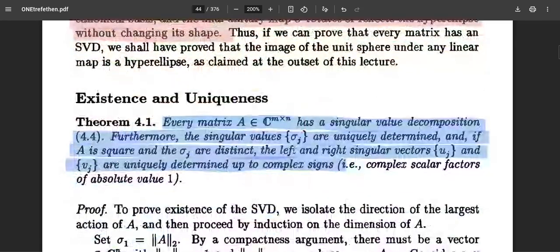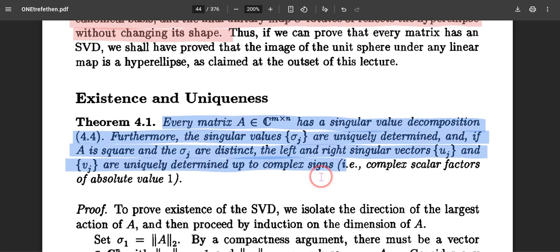So this is going to be an important theorem for the SVD. One good thing is that every m cross n matrix has a singular value decomposition. Furthermore, these singular values are uniquely determined, and if A is square and the sigma j are distinct, the left and right singular matrices are uniquely determined up to complex signs.